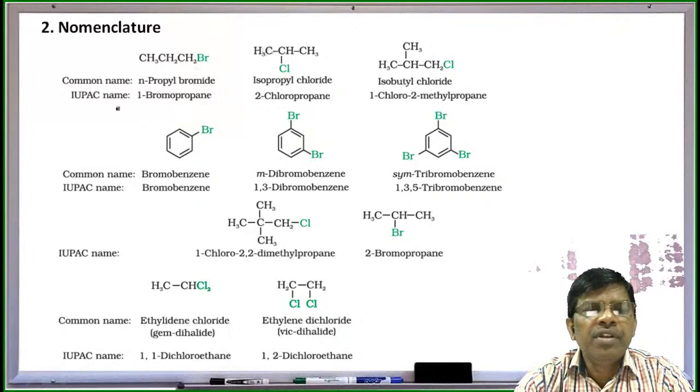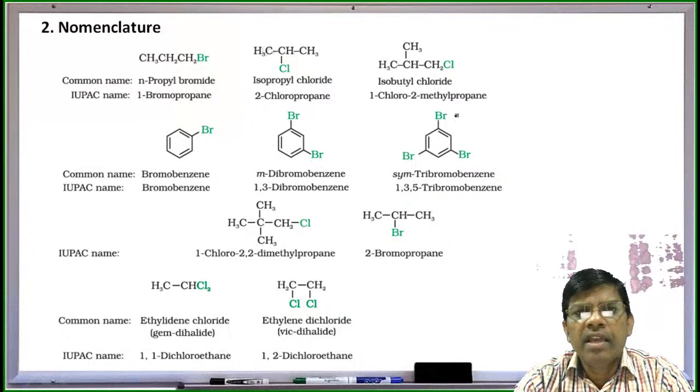When you follow IUPAC nomenclature, this is 1-bromopropane. This is 2-chloropropane. Then 1-chloro, 2-methyl. We have learnt the nomenclature rules and regulations in our 11th class, isn't it? So 1-chloro, followed by 2-methylpropane.